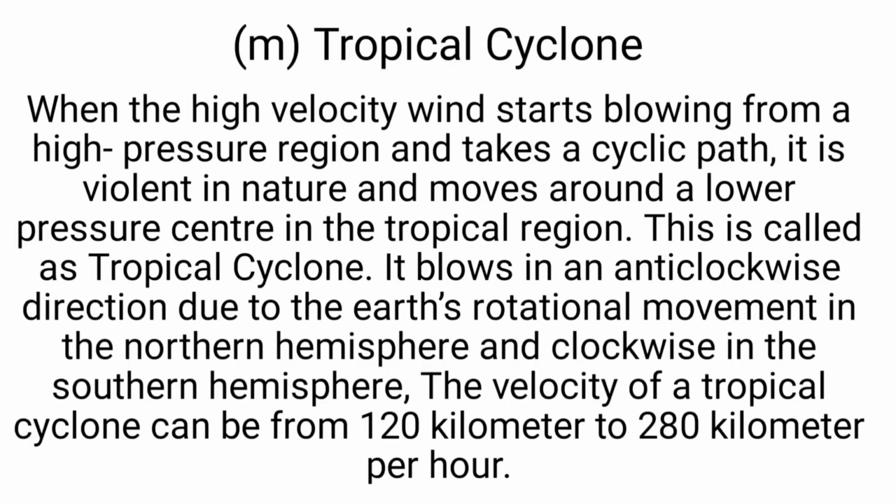M. Tropical cyclone. When the high velocity wind starts blowing from a high pressure region and takes a cyclic path, it is violent in nature and moves around a low pressure center in the tropical region. This is called a tropical cyclone. It blows in an anti-clockwise direction due to the earth's rotation in the northern hemisphere and clockwise in the southern hemisphere. The velocity of a tropical cyclone can be from 120 km to 280 km per hour.